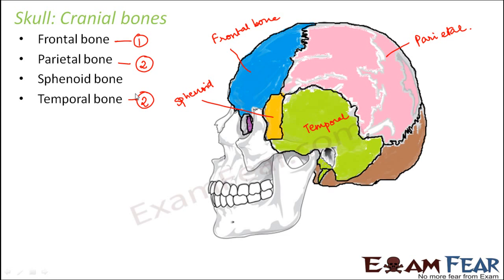So they form the side of the skull and they are located above the ears. Somewhere here you have your ears. So just above the ears are the temporal bones.